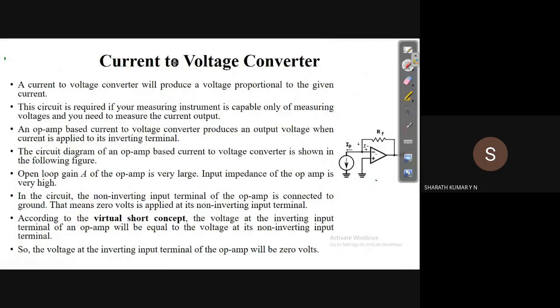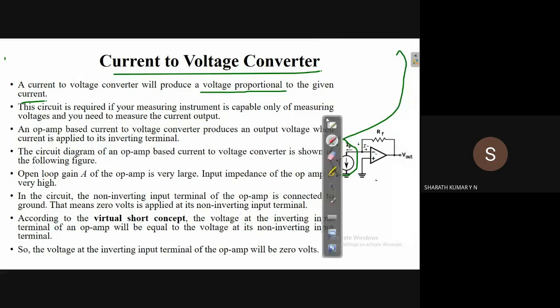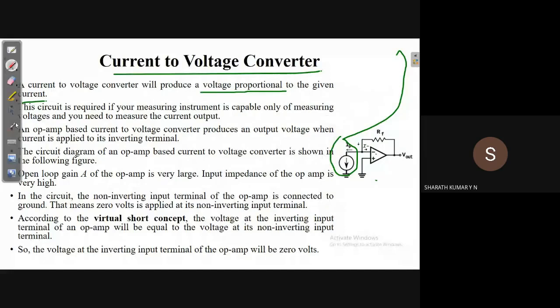Current to voltage converter. Here, a voltage is generated proportional to the given current. The input source is a current which is applied. You can see the circuit diagram here. Let me resize this. Yes, here we go. So the input source is a current.